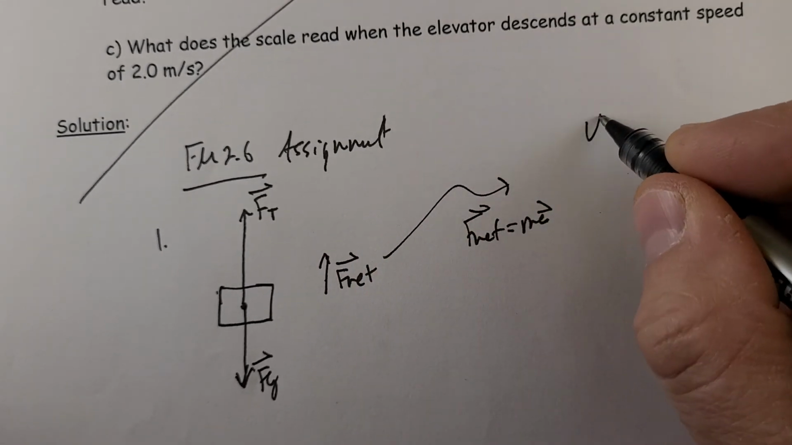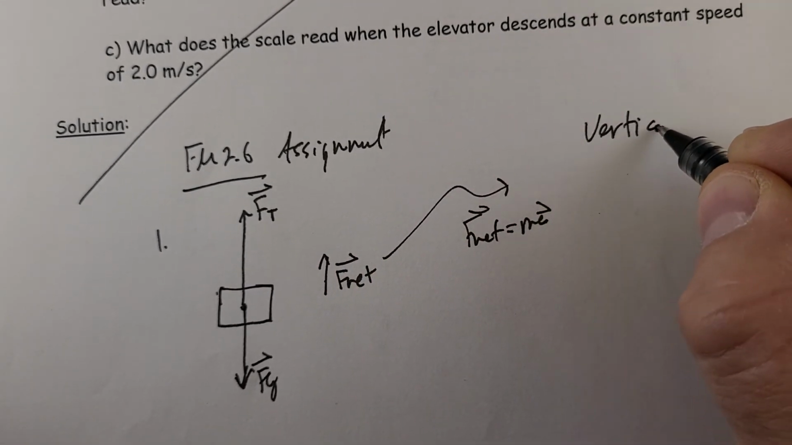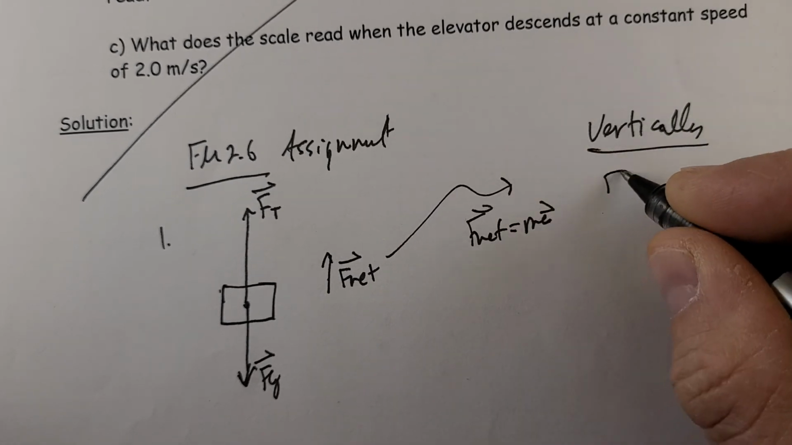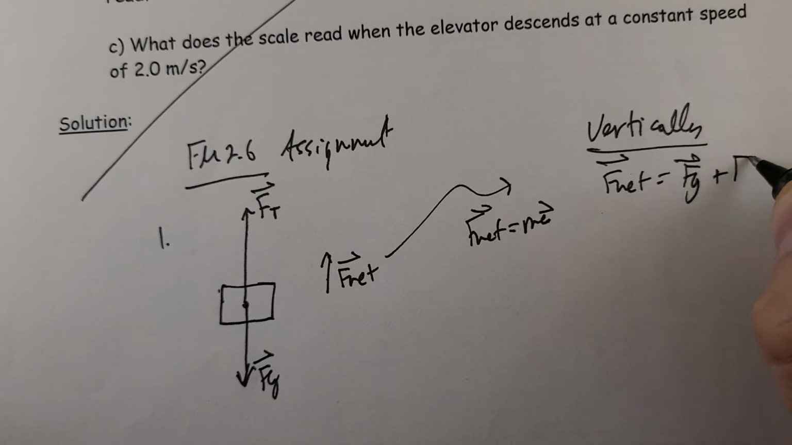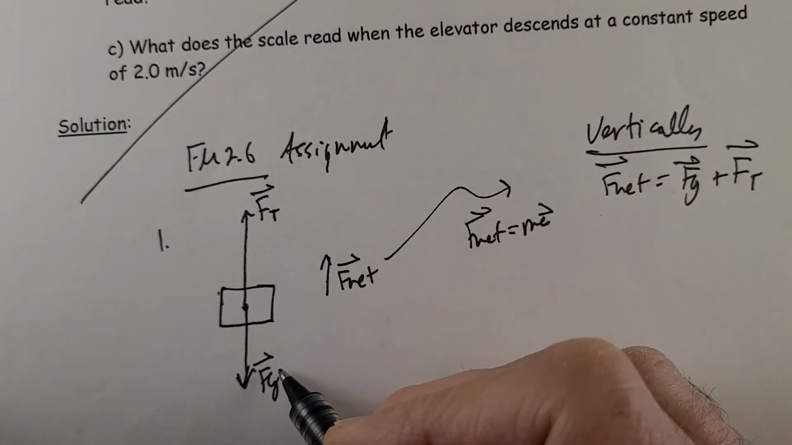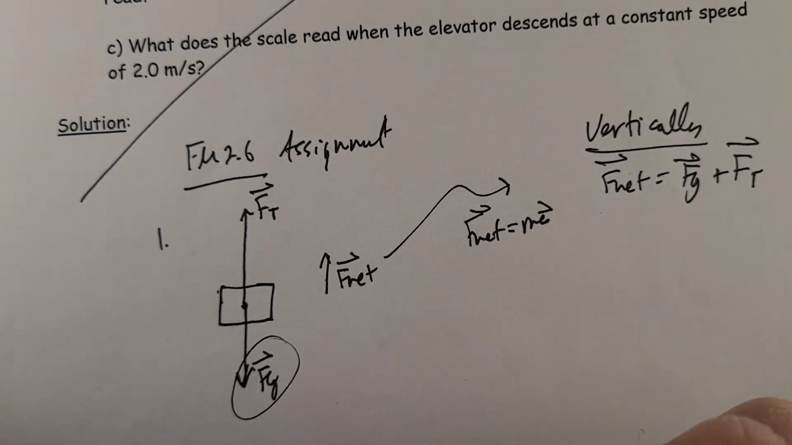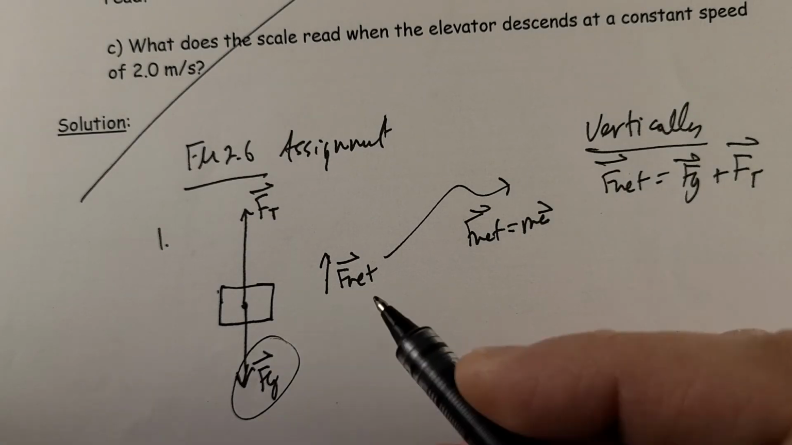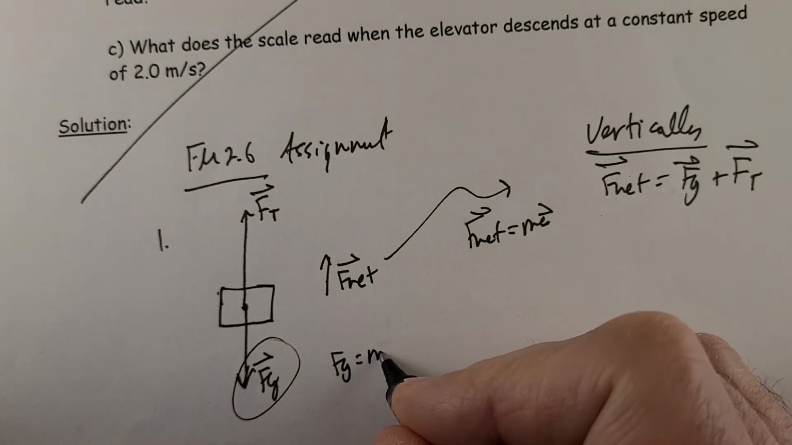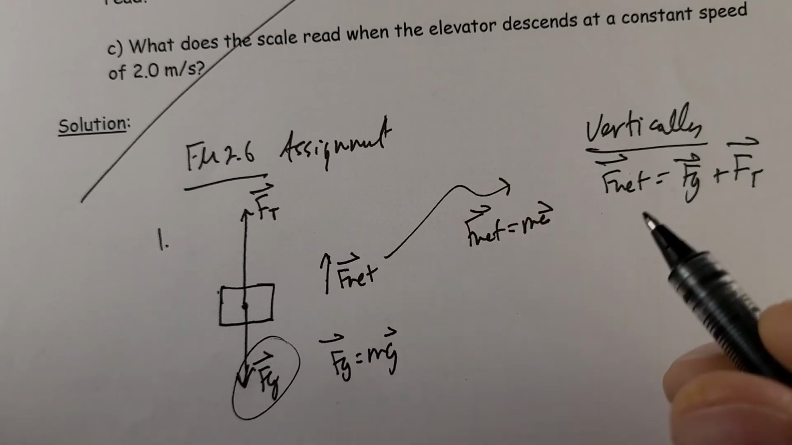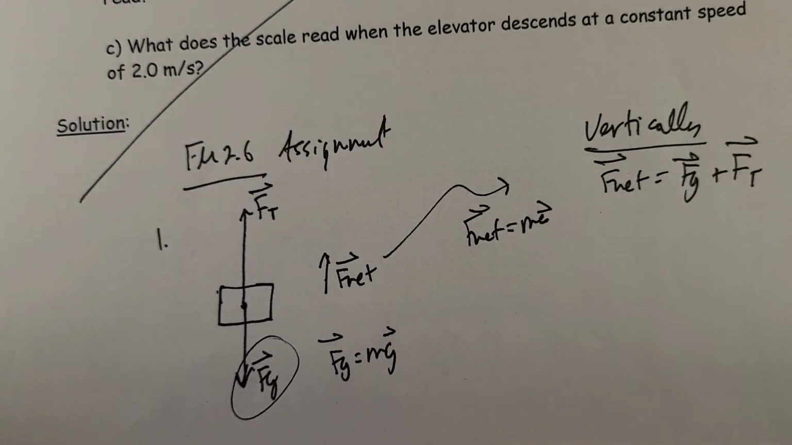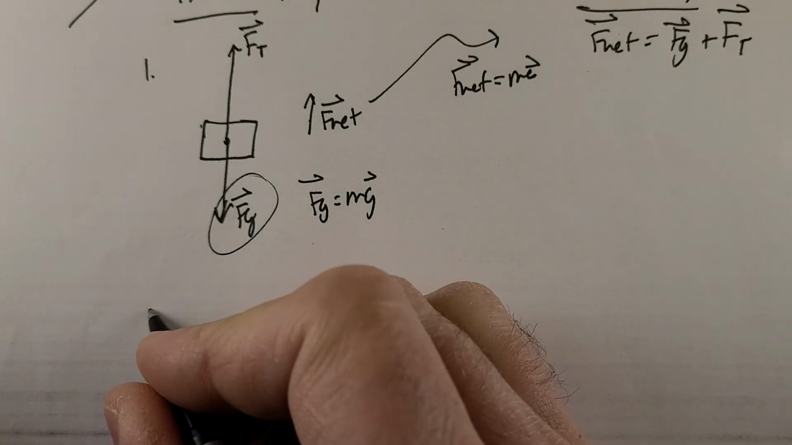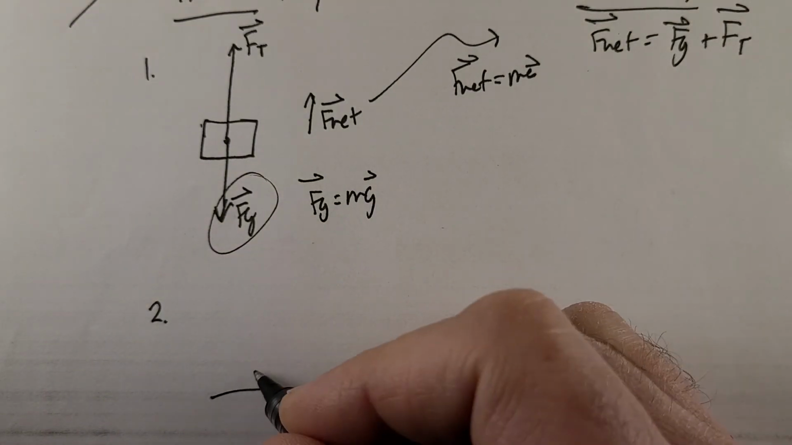So again, analyze this vertically. So vertically, we have F net is equal to my Fg plus your Ft. So you'll have to figure out this first, because I think the object is 1,200 kgs. It's a car. So of course, figure out the force of gravity, and then we'll be able to analyze it like this, and then move from there.